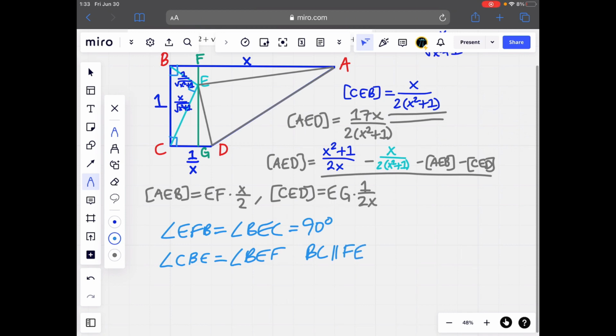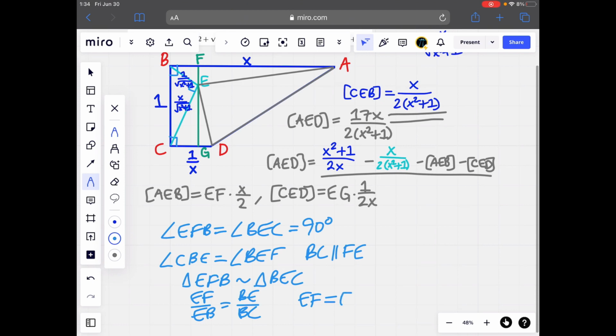So the two triangles are actually similar because these two angles are equal in them. So we can write triangle EFB is similar to triangle BEC, and therefore EF over EB equals BE over BC. So we can write EF times BC. BC is 1, so we don't need to write that.